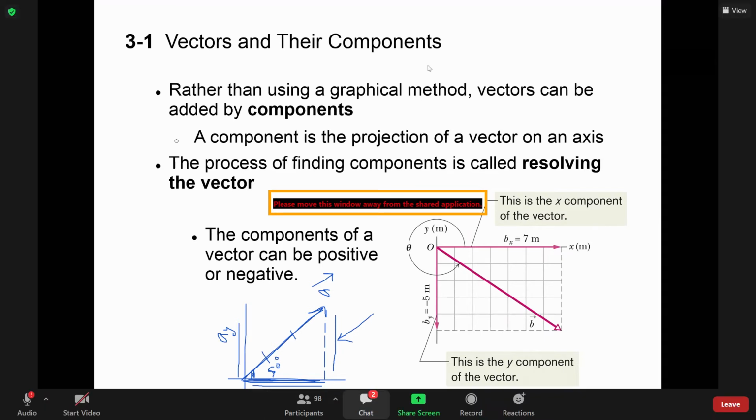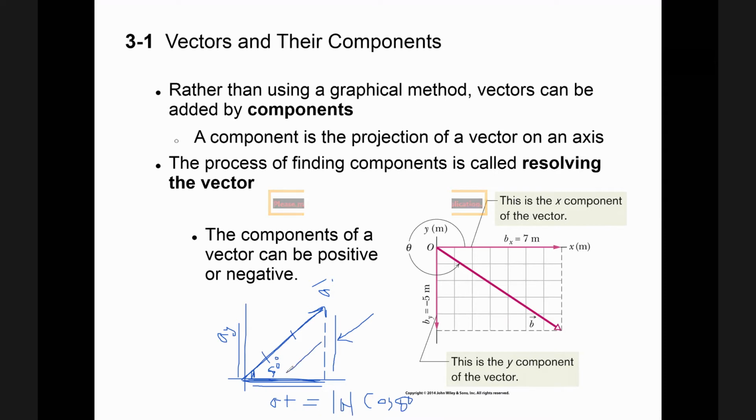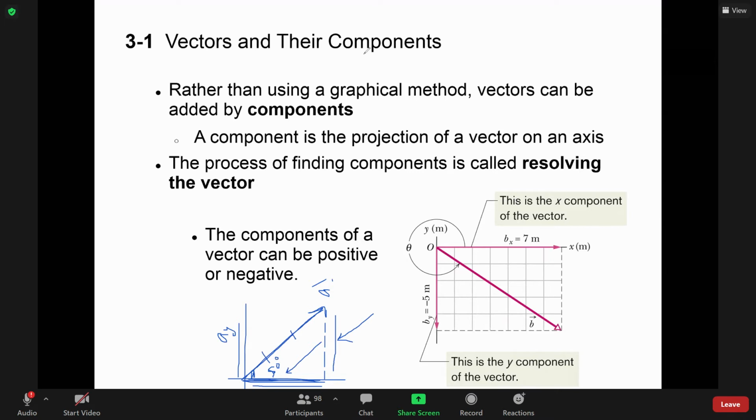So, let's see the chat. Yes, a sine 50. Why? Because it is the opposite. Opposite to which angle? To this angle. Excellent.